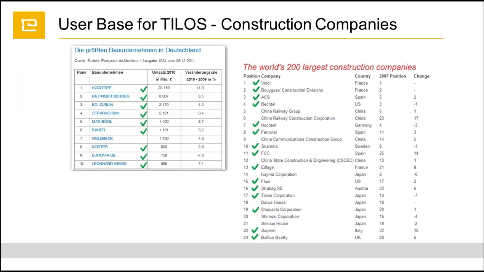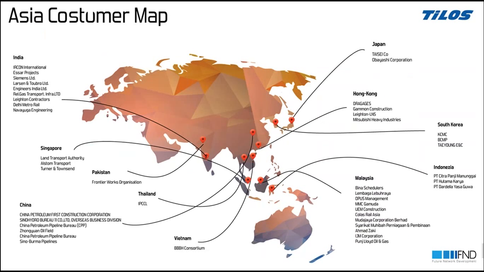We have a user base for TILOS among construction companies in Germany. 9 out of 10 of the biggest construction companies are using TILOS for their projects, and on the left side you can see the world's 200 largest construction companies who are using TILOS over the globe, such as Vinci, Bechtel, Hochschild, Skanska, FCC, and so on.